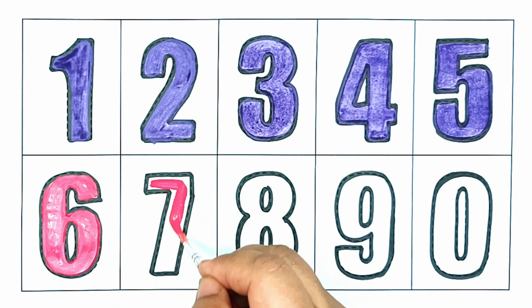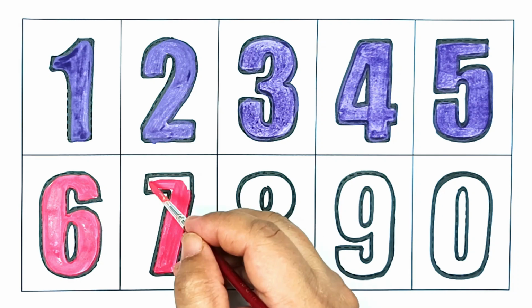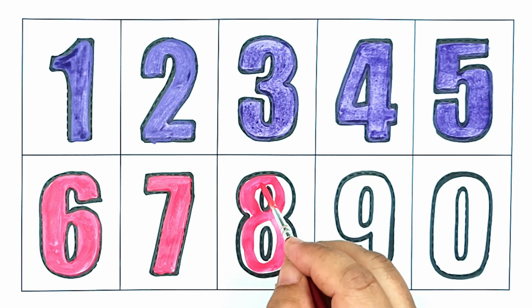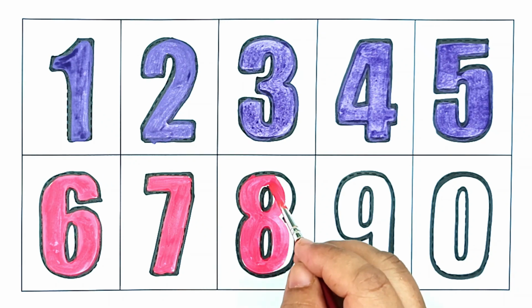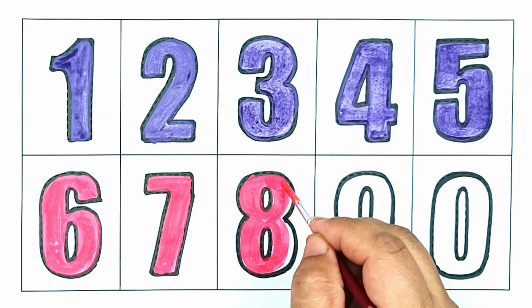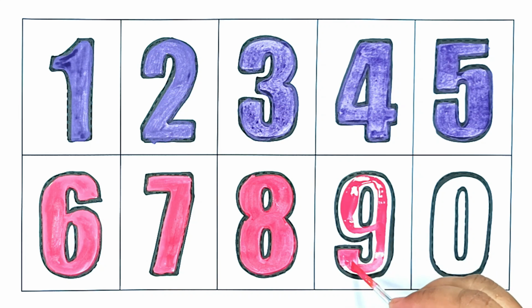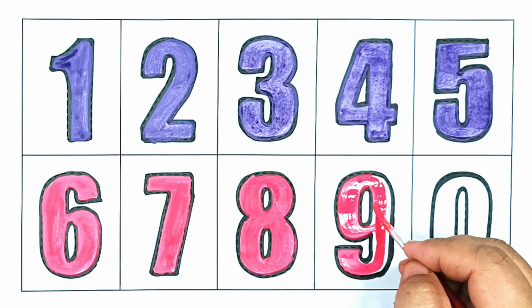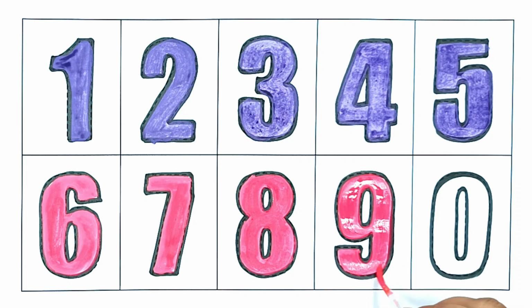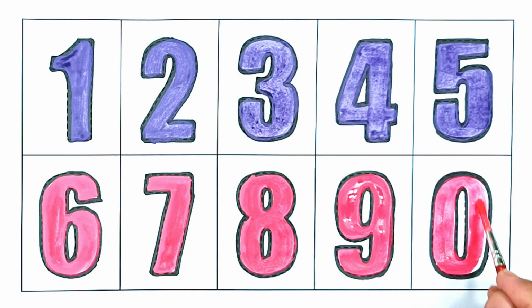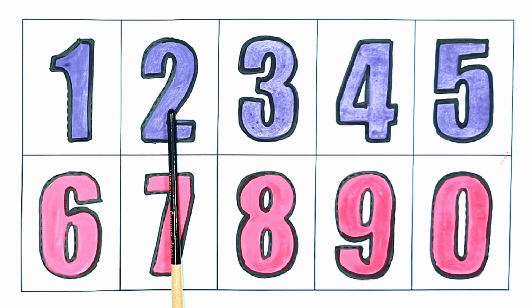6, 6. 7, 7. 8, 8. 9, 9. 0, 0, 1, 2, 3, 4, 5, 6, 7, 8, 9, 0.